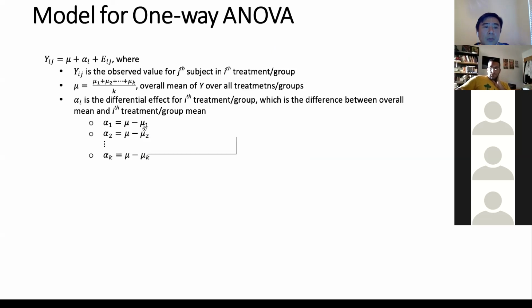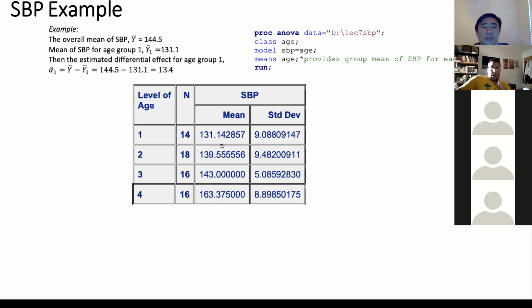So the group mean mu1 will equal mu minus alpha 1, and mu2 will be equal to mu minus alpha 2, something like that. So SAS will calculate in that way. If you use the means statement in PROC ANOVA, SAS will output this estimated mean at the end, with the standard deviation and the sample size.